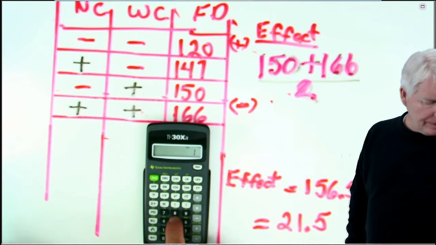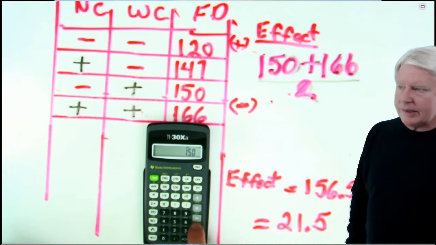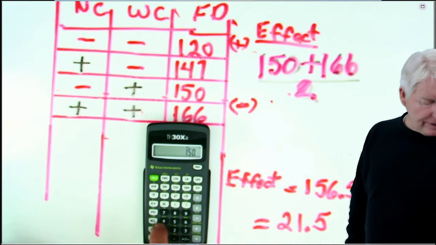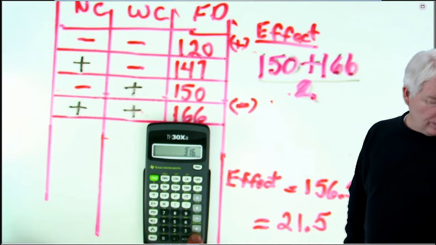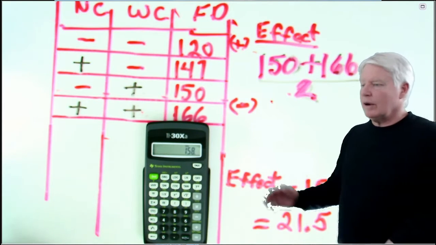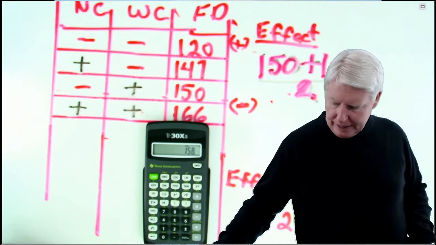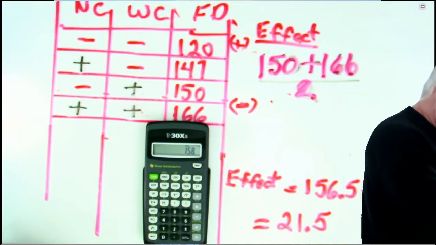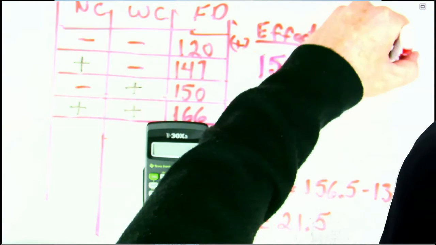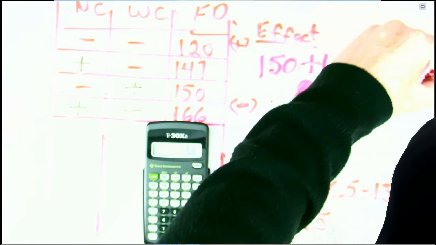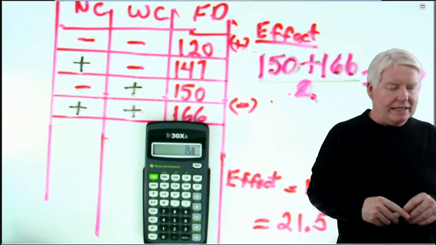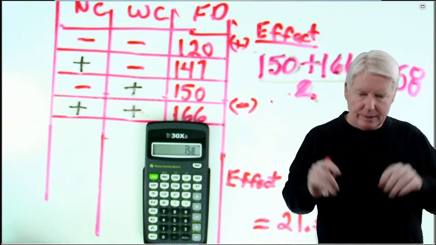150 plus 166 equals, divided by 2. So it's 158. Okay, so let me write that down. 158 equals 158. That's my average when my wing condition was positive. In other words, the wing tips were folded up.